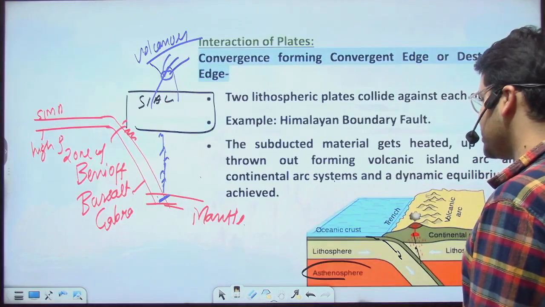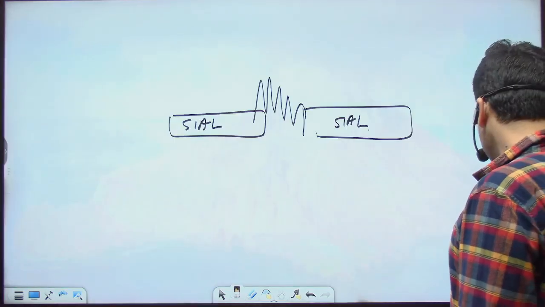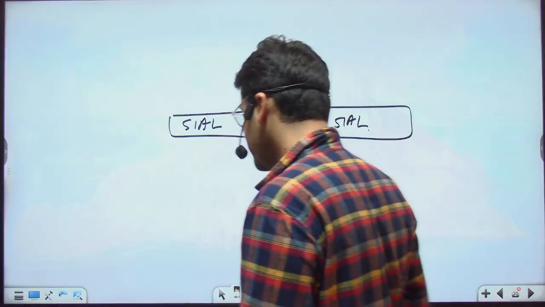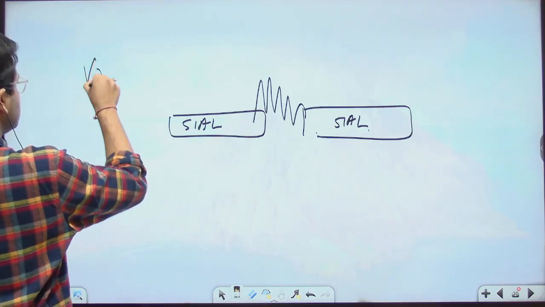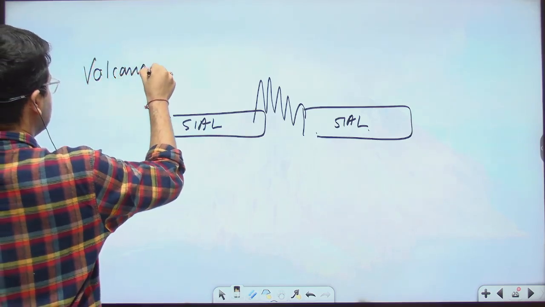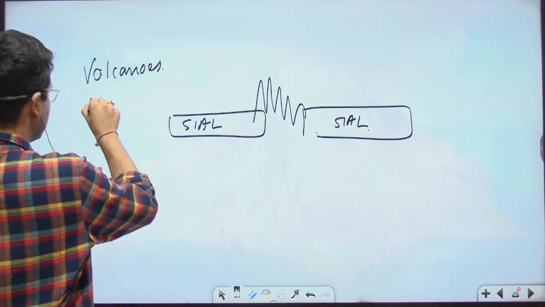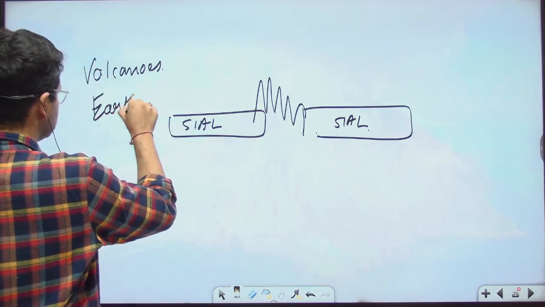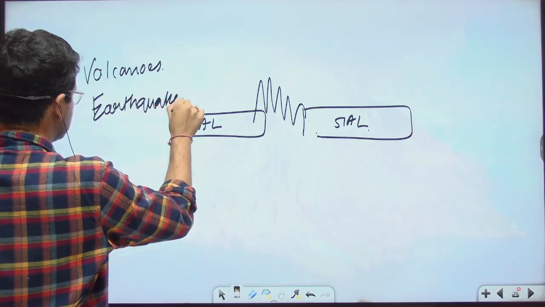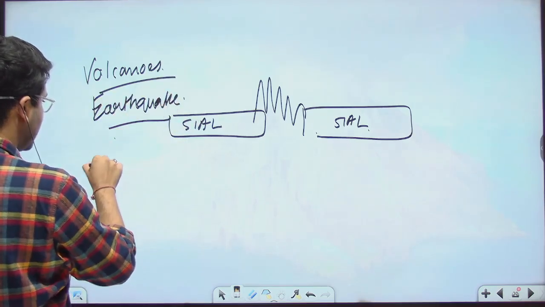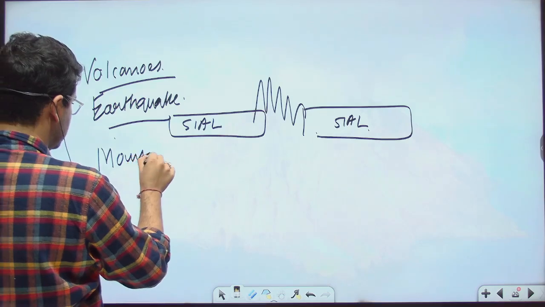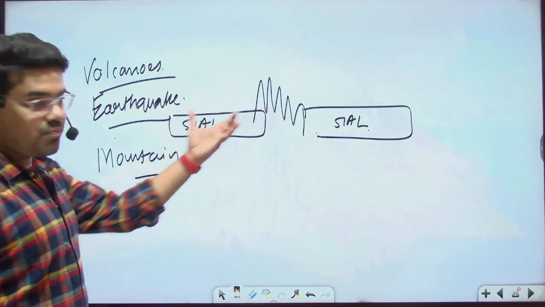So people, this was about the session. I hope you liked the session. Okay, in the next session, what we are going to deal next, we are going to deal the volcanoes in detail, 1 to 1.5 hour session. Okay, earthquake, volcanoes, earthquake, and mountain building, types of mountain. 2 to 2.5. The basics are the same.